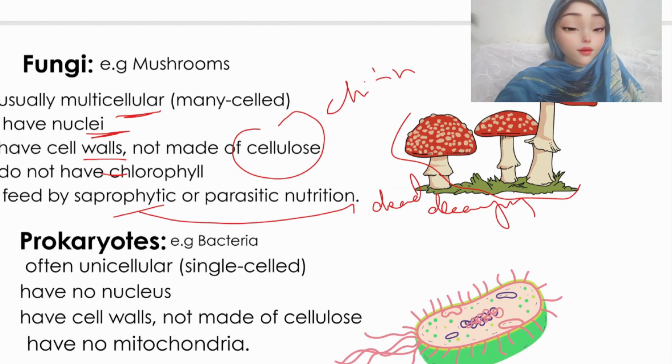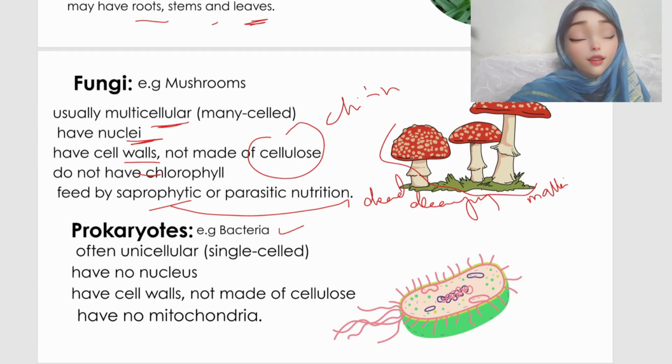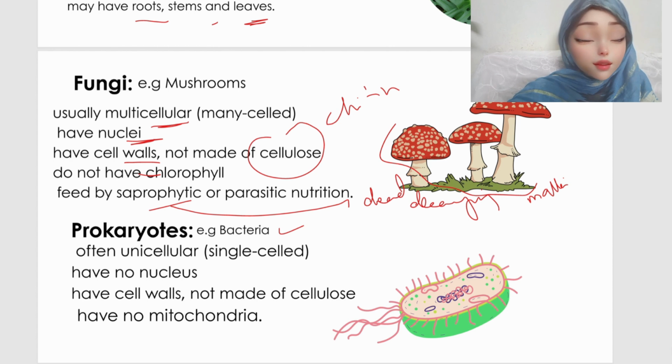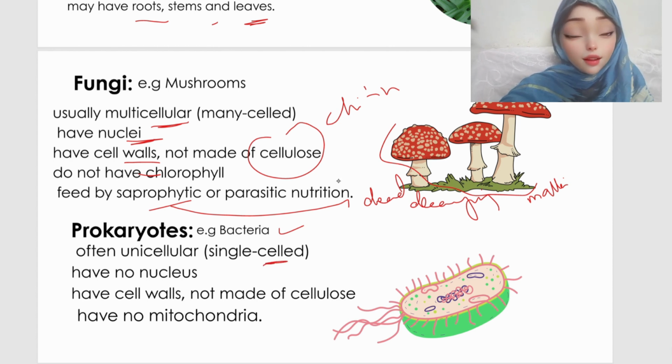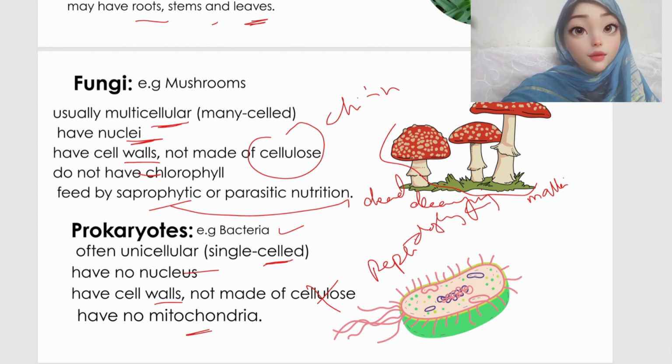Okay, now let's move on to the prokaryotes. For example, the bacteria. All of these living organisms are unicellular, single celled. They don't have a nucleus. They also have a cell wall, and this time their cell wall is not made up of cellulose but another chemical component, peptidoglycan, and they don't have mitochondria. And here you may observe the bacteria.